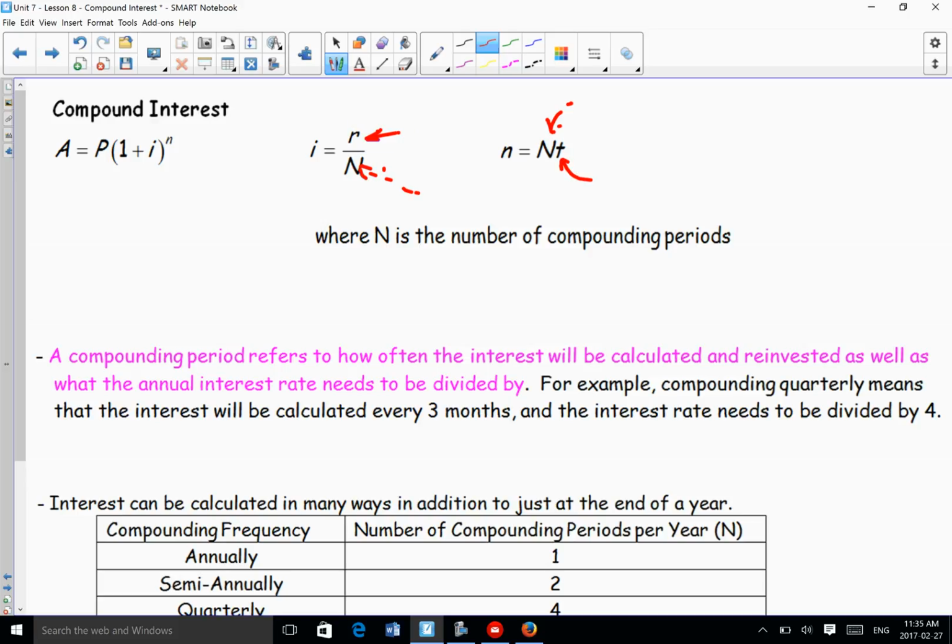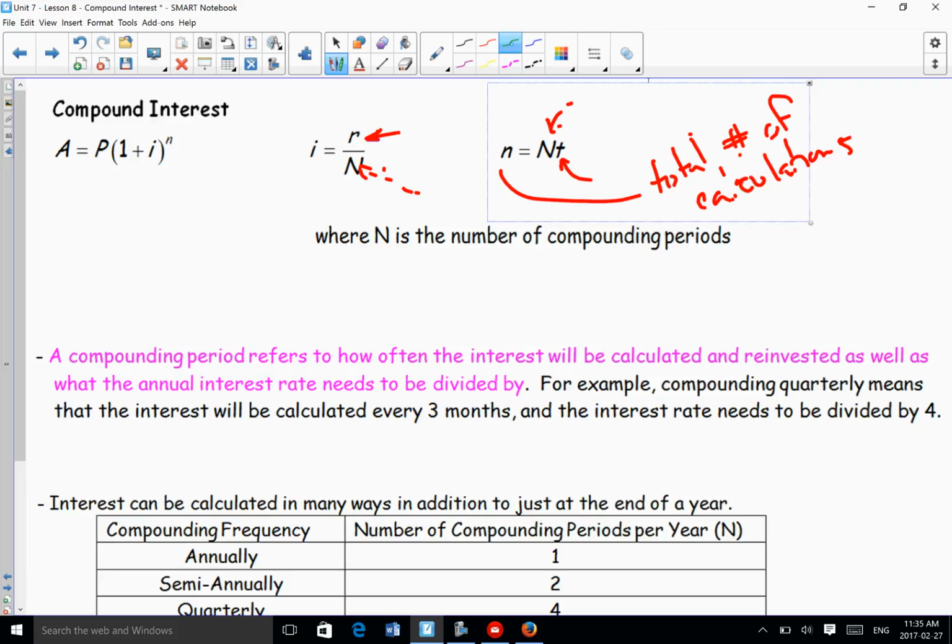So in other words, little n stands for the total number of calculations. So how often you're going to do it, for how long you're going to do it for. A little bit more on this compounding period, the big N thing. The compounding period, which is N, is how often the interest will be calculated and reinvested. So we're going to keep doing this over and over again, as well as what the annual rate needs to be divided by, so how you deal with I.